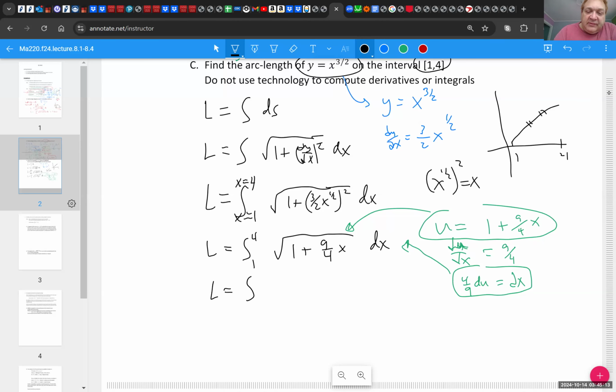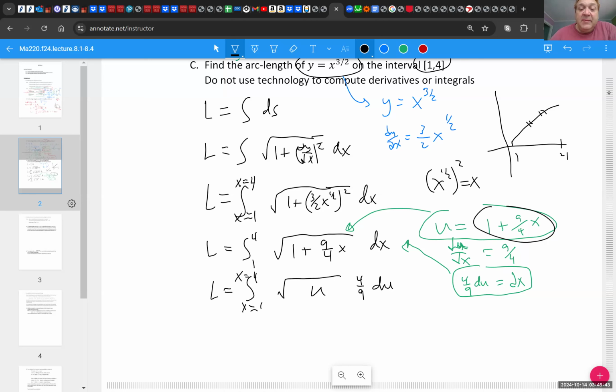So these are x values, by the way. These are not u values. So x equals 1, x equals 4. I can put the square root of the whole thing, 1 plus 9/4 x, not just the 9/4 x, but the whole thing. That whole thing is equal to u. So I just have u here, right? And then I have a dx, but the dx I need to substitute is 4/9 du.